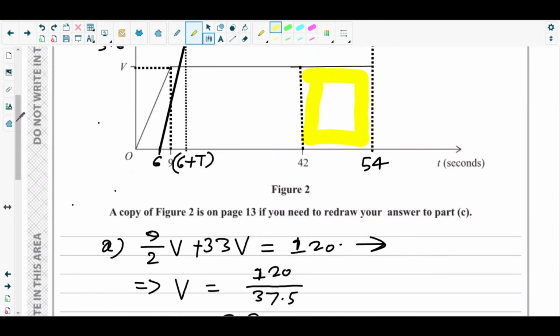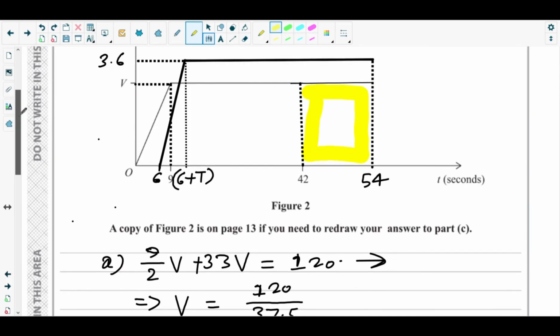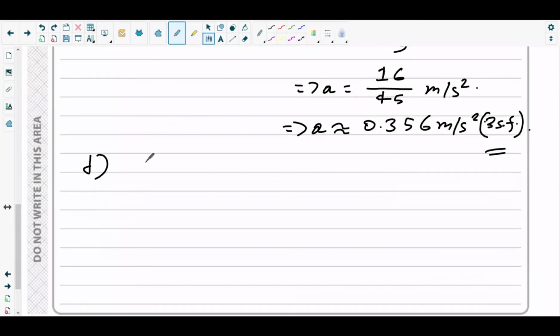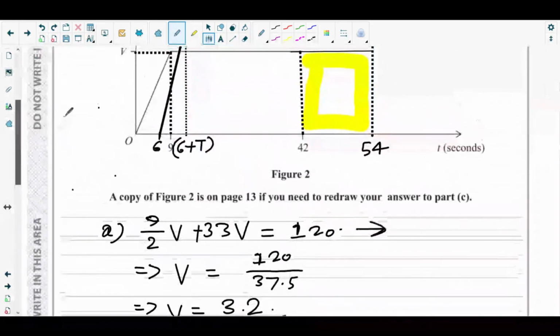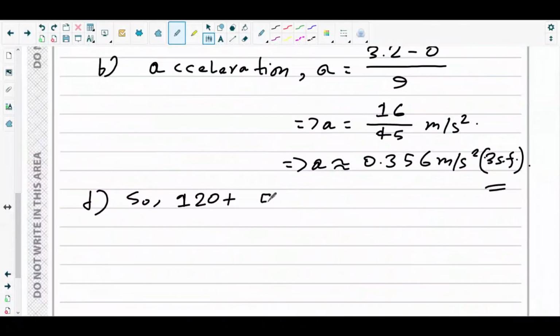So this area is what? Vt. 54 minus 42, this is 12. So the total distance for cyclist P is 120 plus Vt. Vt is 54 minus 42. You can show the working: 54 minus 42 times 3.2. So this is equal to the total distance traveled by cyclist Q.